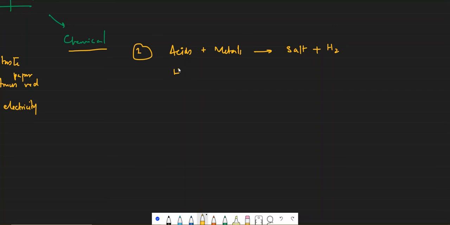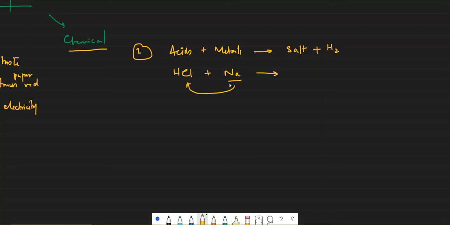How does a salt form? Salt is formed when one atom of a metal hits the negative ion of the acid. Again, a salt is formed when one atom of a metal hits the negative ion of the acid.